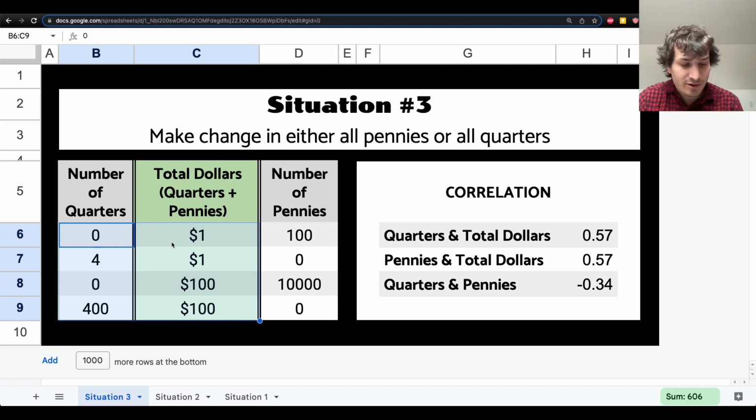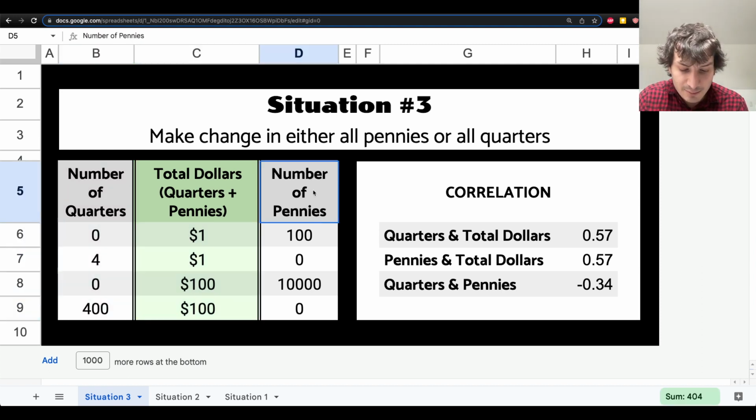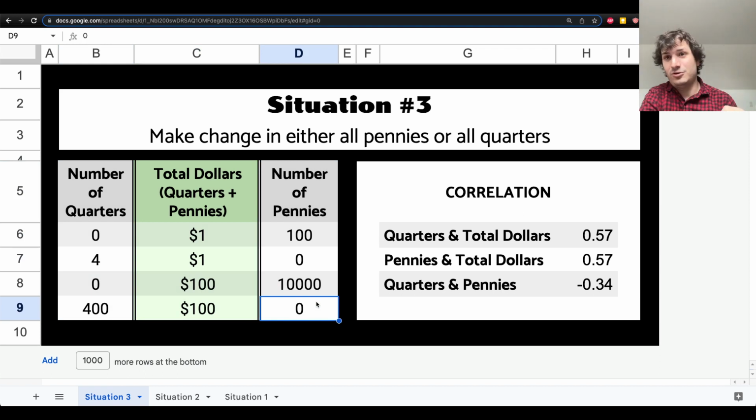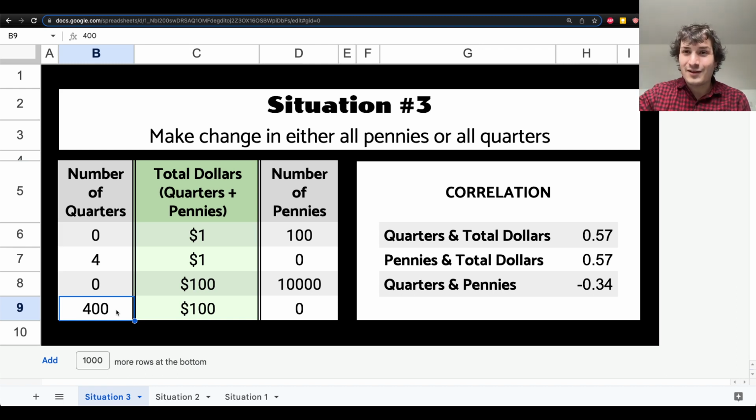But if you look at the correlation between number of quarters and number of pennies, it is a negative correlation. And that is because if you have any quarters with you at all, you definitely have 0 pennies. So if you have quarters, that means you didn't take the pennies, and so you definitely have very few pennies. So the more quarters you have, the more sure you can be that you have very few pennies. And so there's a negative correlation.